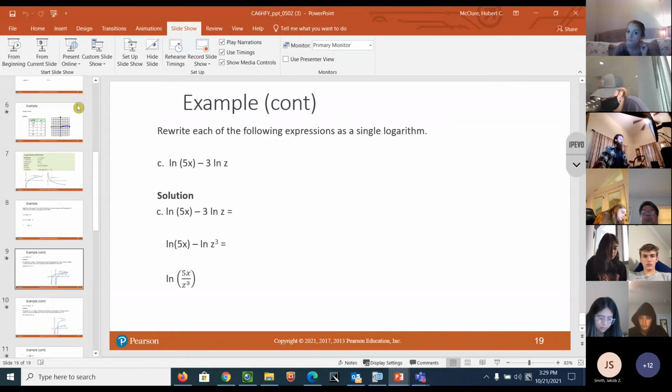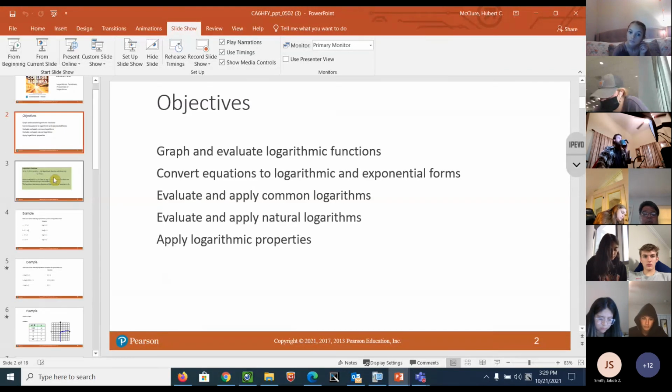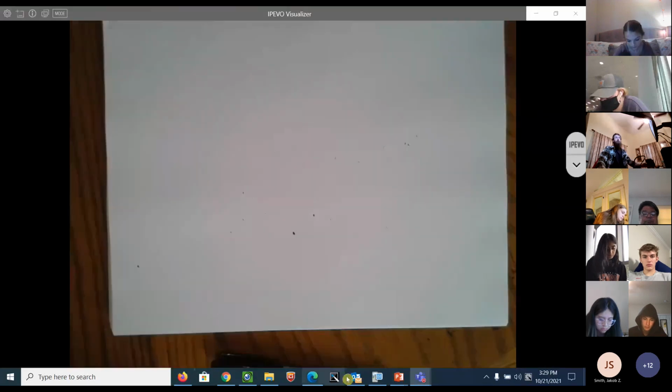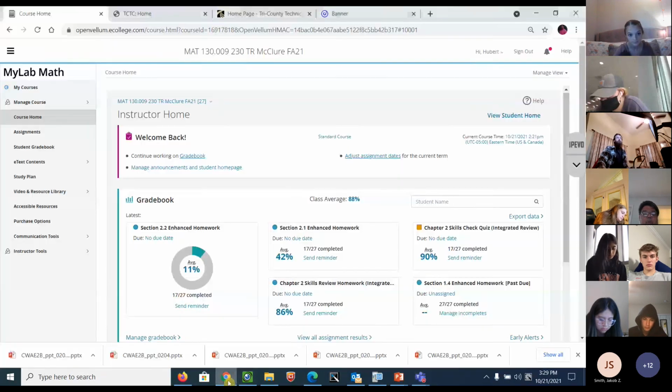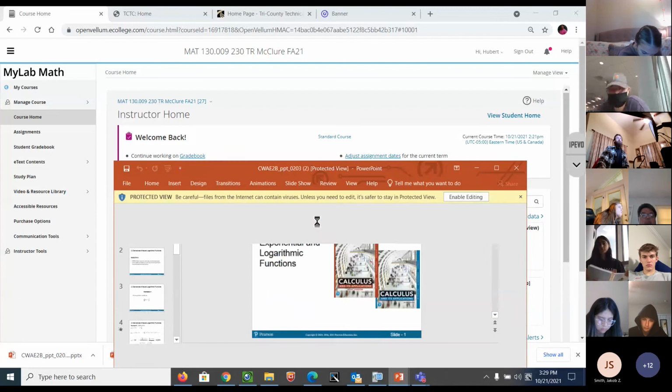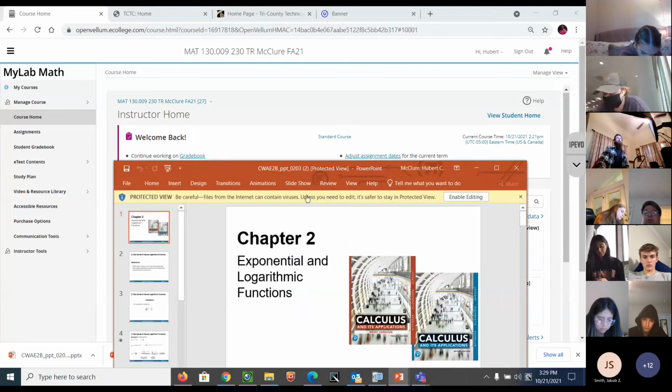No, that's not 2.3. Hold on a second. Let me find 2.3. There it is. This should be logarithms. Exponential and logarithms.